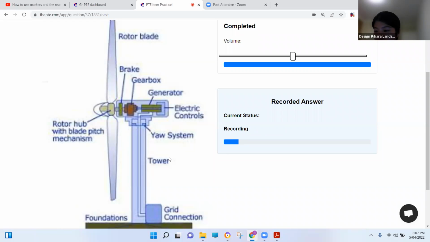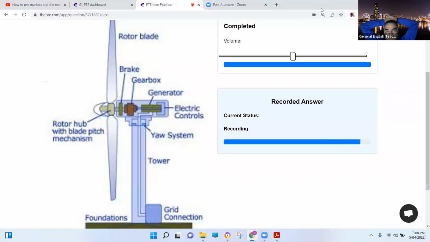The topic of the lecture was wind turbine. The speaker talked about mechanical movement. The speaker also went on and talked about depend on wind speed. Finally, the speaker highlighted the following points: blade, powering things, paper windmill, generator, rotor blade, brake, gearbox, generator, electric controls, yaw system, tower, rotor hub with blade pitch mechanism, foundations, grid connection, and turbine, mechanical turbine.